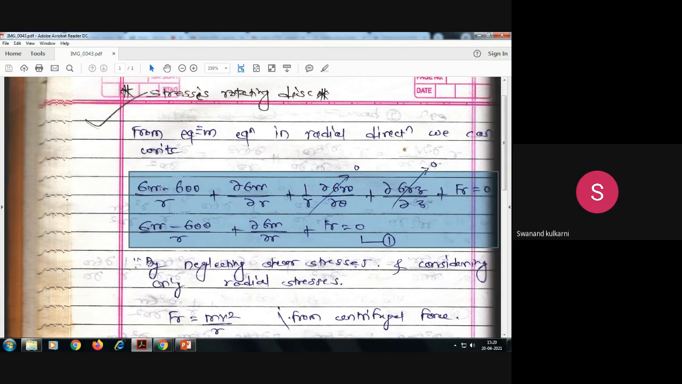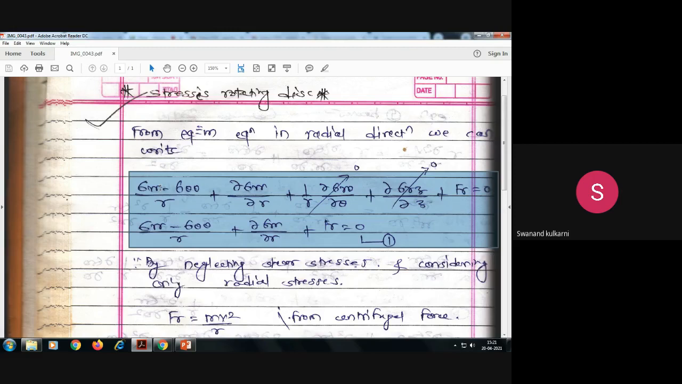In the Cartesian coordinate system, if you are remembering, the equation was dou sigma xx upon dou x plus dou sigma xy upon dou y plus dou sigma xz upon dou z plus body force capital X is equal to 0. So that was the equation derived in the Cartesian coordinate system, the equation in x direction.